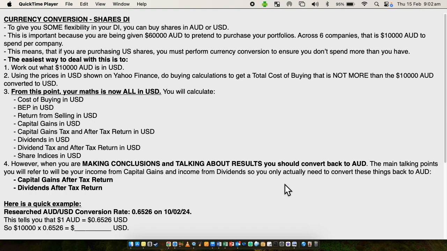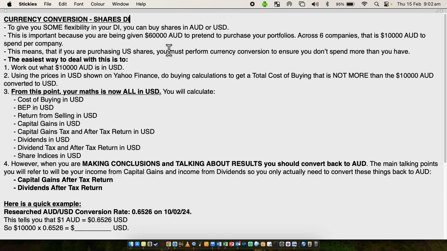If you wanted to do more interesting conjectures, there's more interesting companies on the US stock market. That's why I want you to have the option to do USD. This is important because you're being given 60 grand in Australian dollars to pretend to purchase your portfolios. That's across 6 companies. So how much do you have per company? 10 grand.